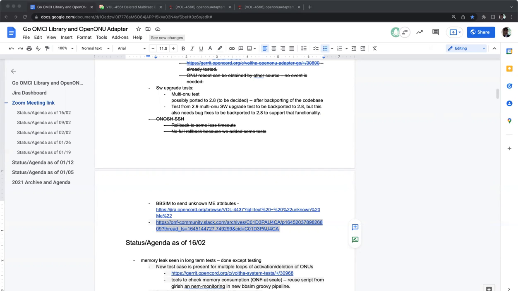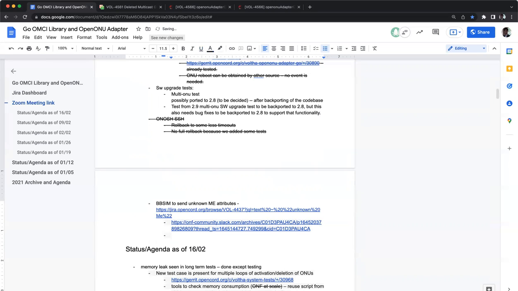My understanding was that the unknown attributes will come with known MEs, where the standard was enlarged or extended, and the OMCI library does not support it yet. And I also asked Theo and Chip to give a statement, but I haven't received any comment yet. Chip should probably still be on vacation. I don't know, long weekend or so.